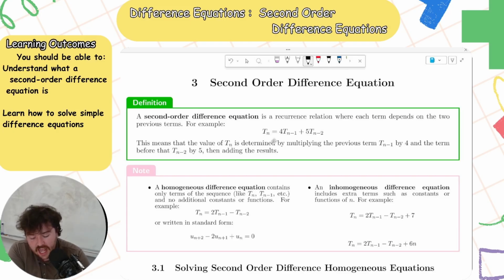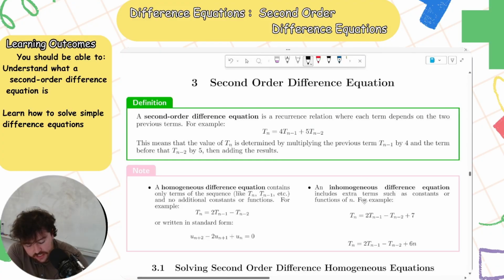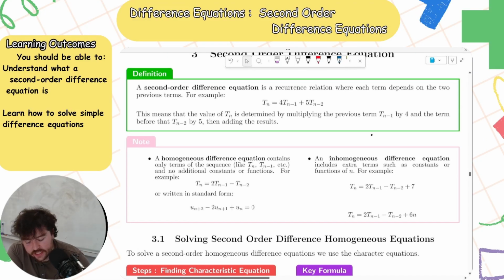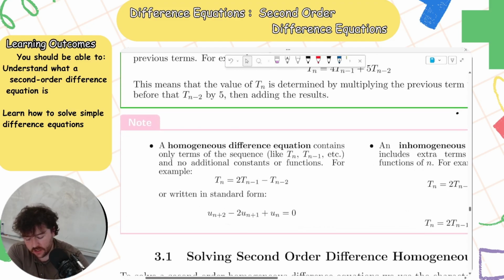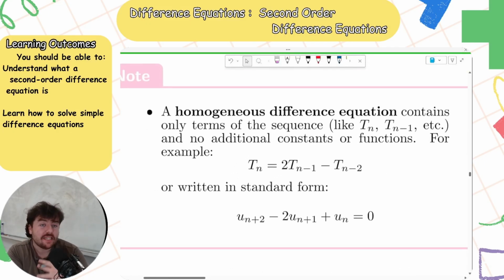For example, Tn equals 4 times Tn minus 1 plus 5 times Tn minus 2, i.e. to get the next term, we multiply the previous term by 4, multiply the term before that by 5, and add them together. So there are two types of second order difference equations: homogeneous difference equations and inhomogeneous difference equations. In this video, we are just going to be looking at a homogeneous difference equation.